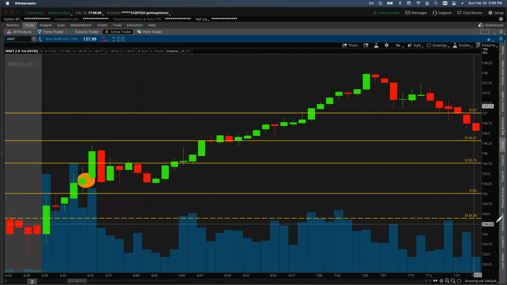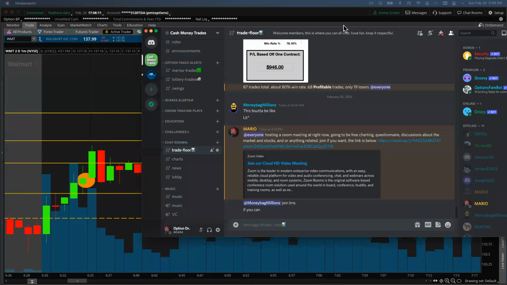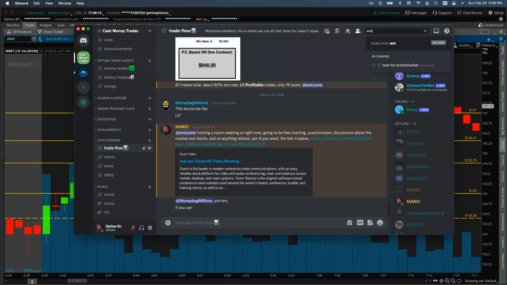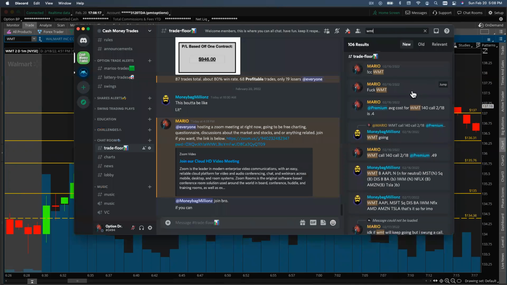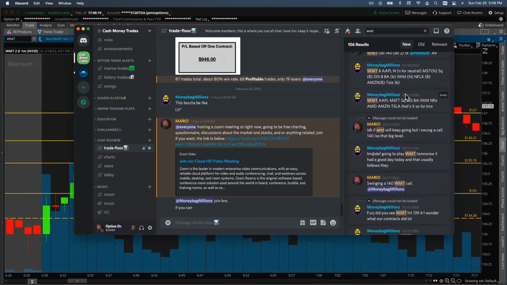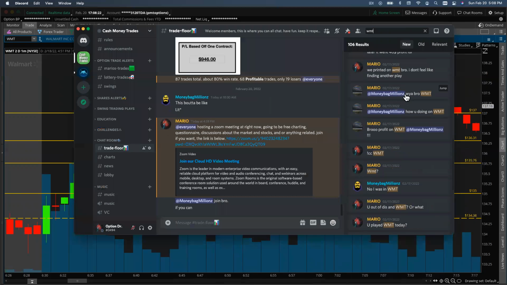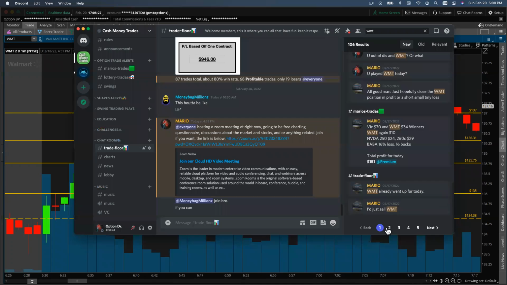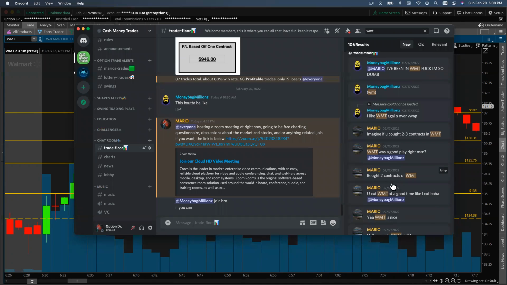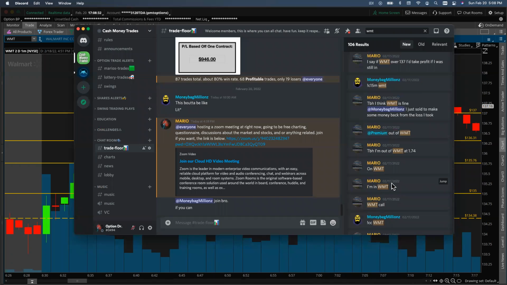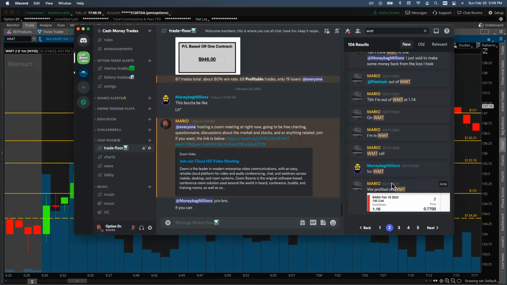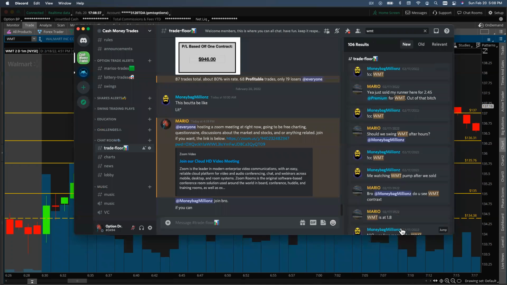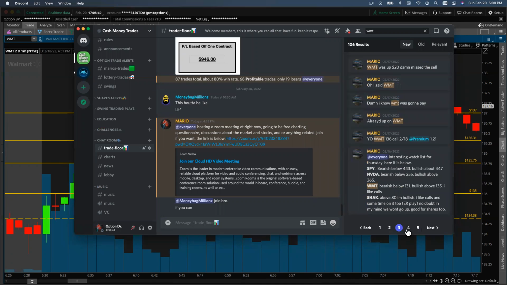Going back to my alerts here, let me search for it. I'm pretty sure we sold it at, well, I exited around 1.52, which was around I think a 650 if I'm correct. But let me look at it.